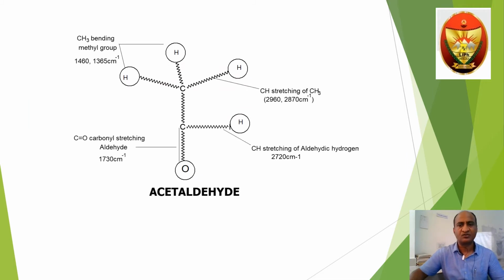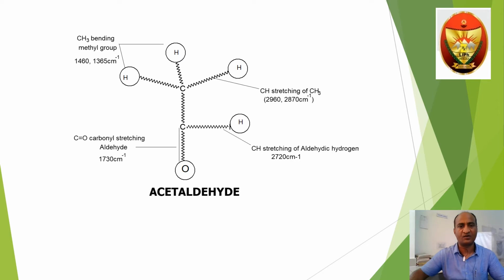Now I am giving you one example of an organic compound, acetaldehyde. It has the general formula CH3CHO. So there is a C double bond O. This is the main functional group, the aldehydic functional group. C double bond O is a carbonyl group, and CH is the CH of the aldehydic functional group. Acetaldehyde is an aliphatic aldehyde.